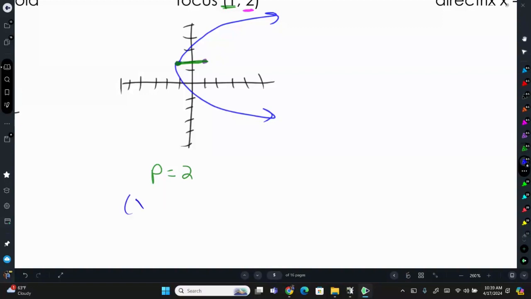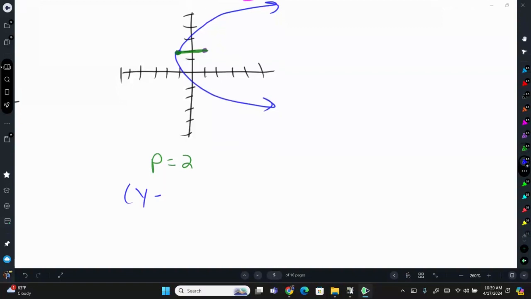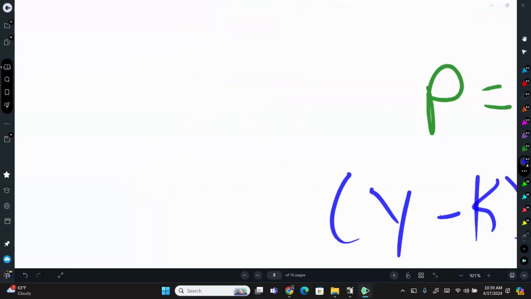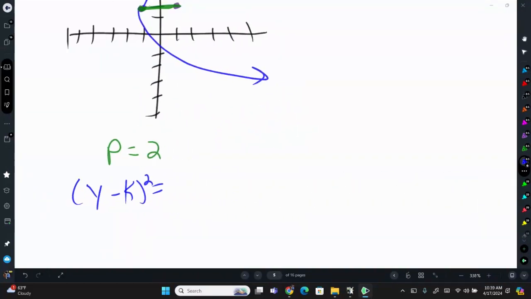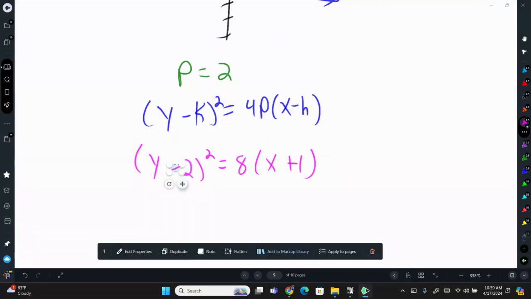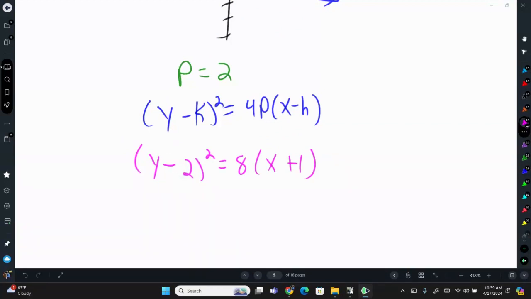So when we write our equation, y minus k squared equals 4p times x minus h. We can substitute in our vertex, and then we can substitute in our p-value. So y minus 2 squared equals 4 times 2 is 8 times x plus 1. And that would be the equation for our parabola.